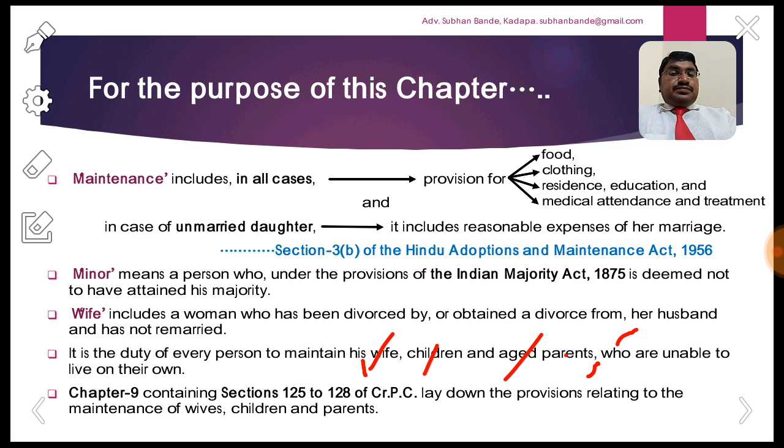Chapter 9 of Criminal Procedure Code 1973 contains sections 125, 126, 127 and 128. These sections lay down the provisions related to maintenance of wives, maintenance of children and maintenance of parents.